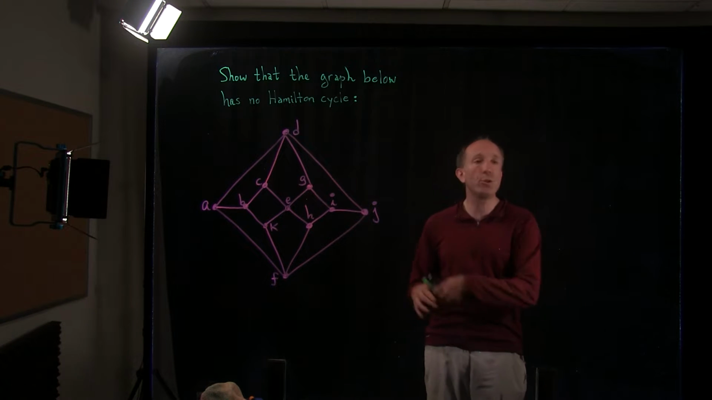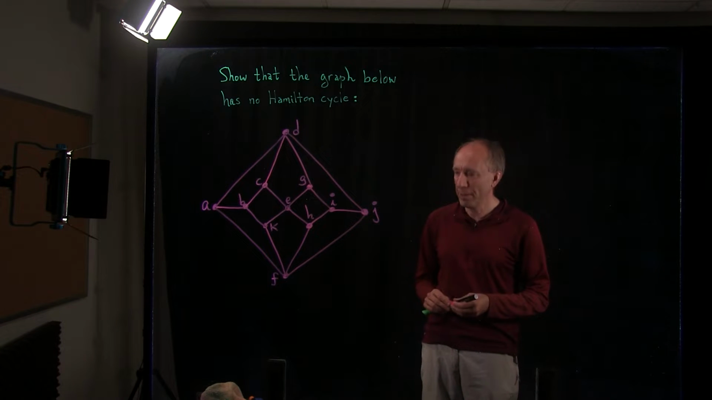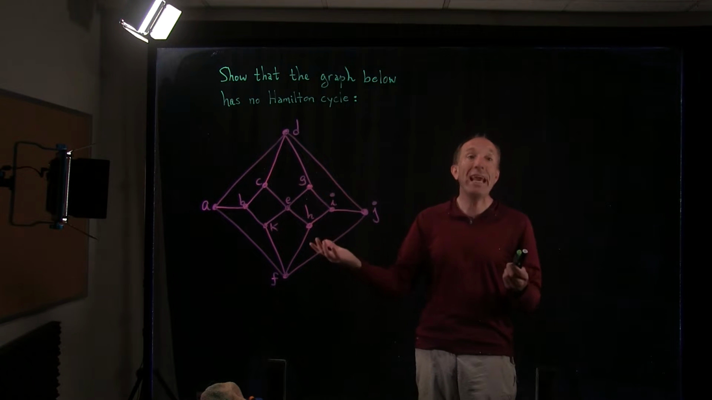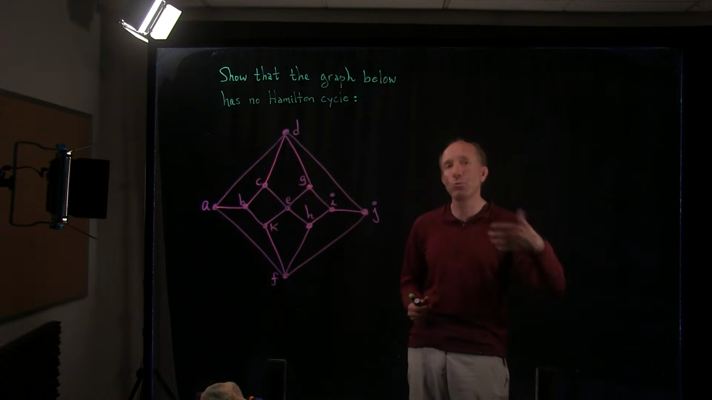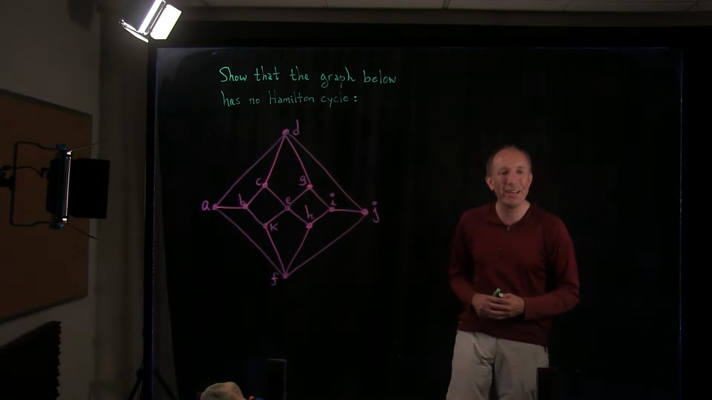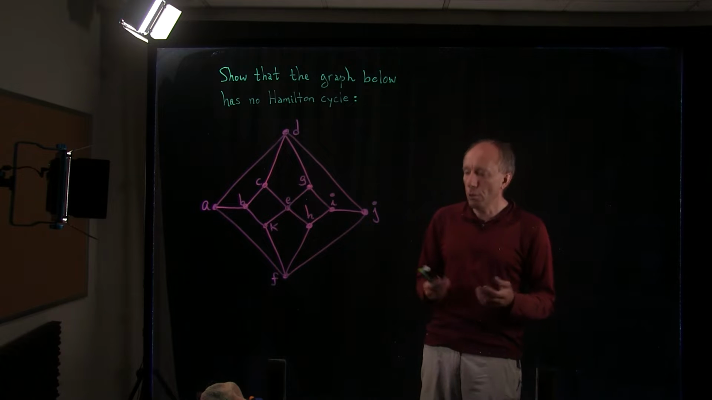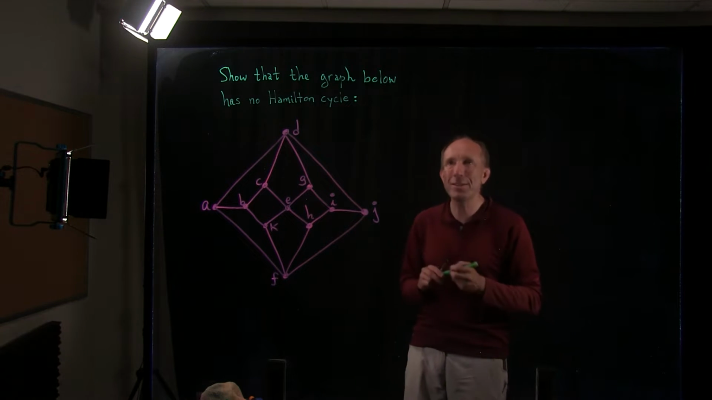We will have to use the symmetry of this graph. We will have to use the fact that there's cases that we can explore. And we'll look at those cases and try to rule out the existence of a Hamilton cycle in each of those cases.